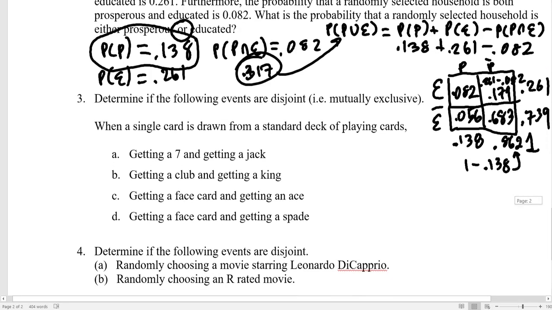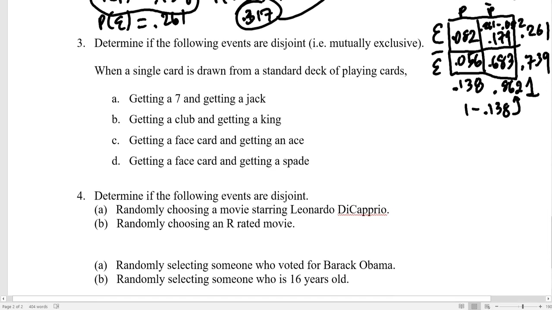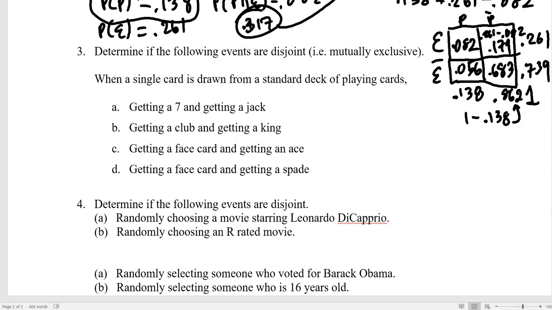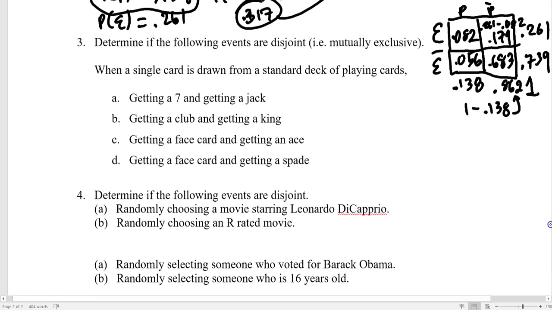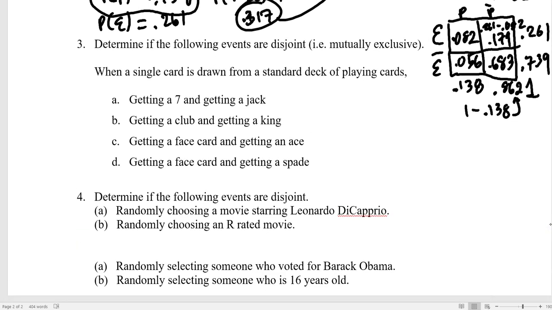All right, and last but not least, when a single card, well, I say that, there are 2 options here. Okay, I need to pay attention. 2 more things. All right. Determine if the following events are disjoint, mutually exclusive. What does that mean? Well, disjoint means that there is no overlap.